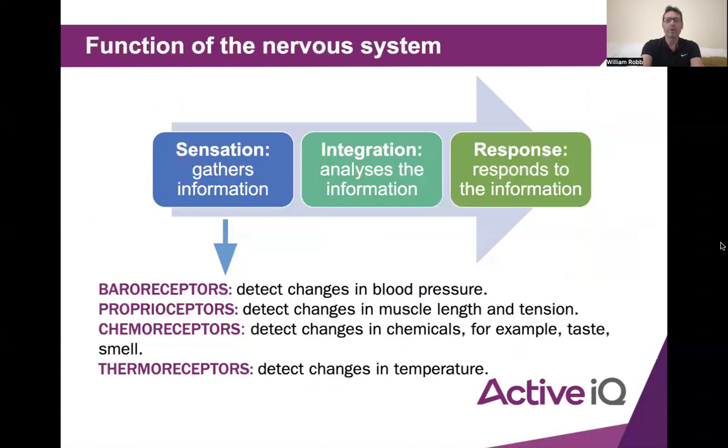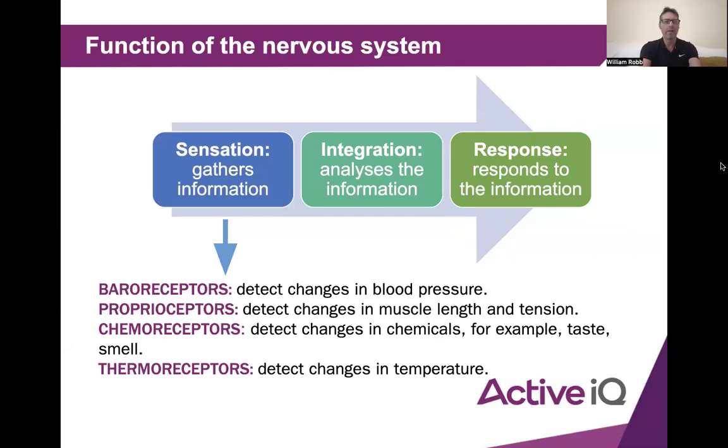Okay, let's move on now to the nervous system. So the nervous system is split into four different parts. We have the baroreceptors, proprioceptors, chemoreceptors, and thermoreceptors. The main role of the nervous system is to gather information via sensation, to analyze the information for integration, and then respond to the information through the response.